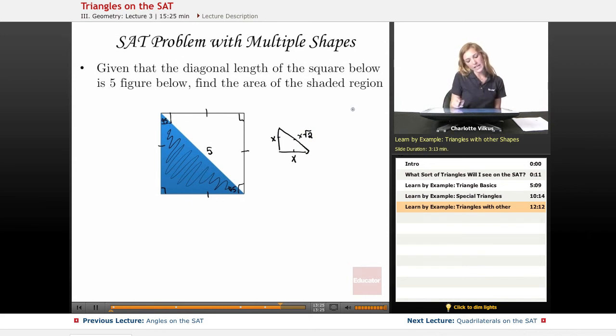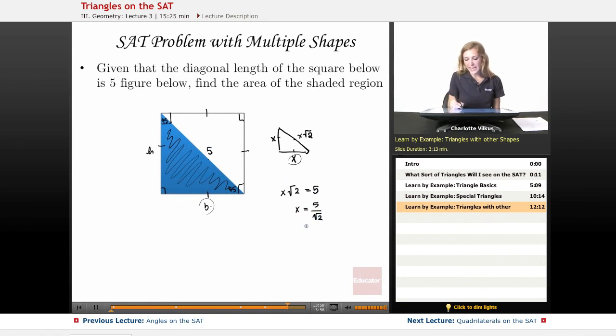So here, if we're looking for the area of the shaded region, we're going to need information on the base and the height of the triangle to be able to find this. So what we're going to want to do is get this x length. So we know that x root 2 ended up being equal to 5, which means that x is equal to 5 over root 2.